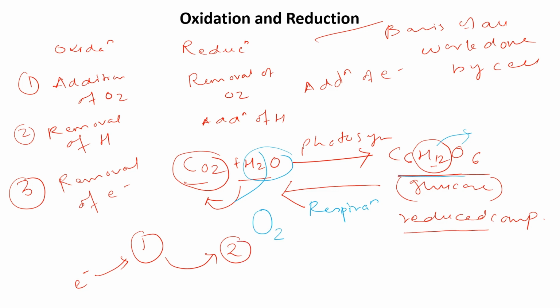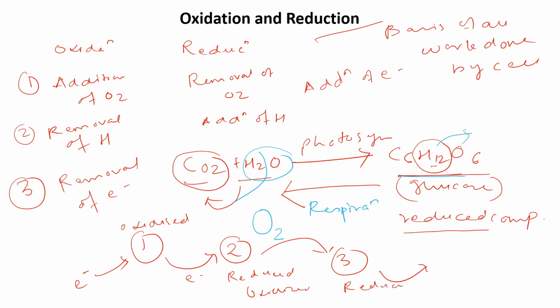So when 1 is transferring the electron to 2, what is happening here? Removal of electron is oxidation. So this compound is oxidized. This compound is then reduced. 2 will transfer the electron to 3. During this transfer, 2 is oxidized, 3 is reduced.